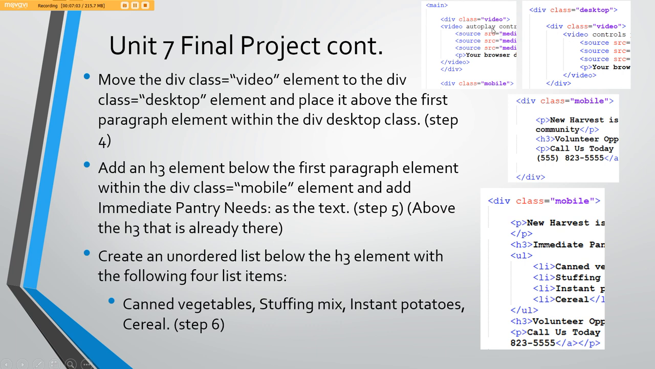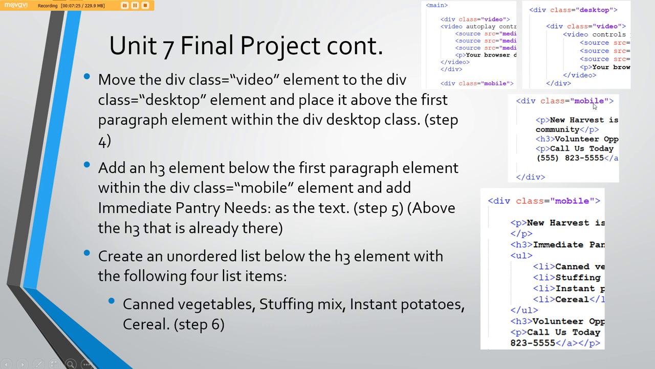And you can see a little difference because I changed it. It's not autoplay controls anymore. It's different. So I want you to look up that code and make sure you get the poster in there right. Then you're going to add an H3 element below the first paragraph element within the div class mobile.